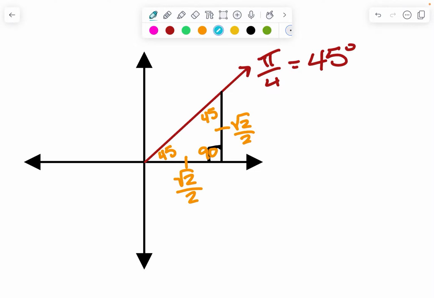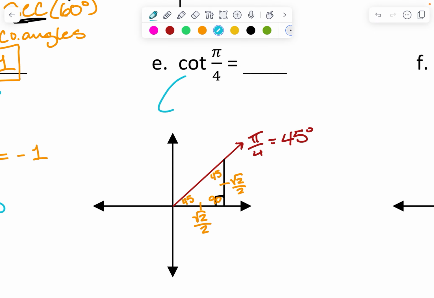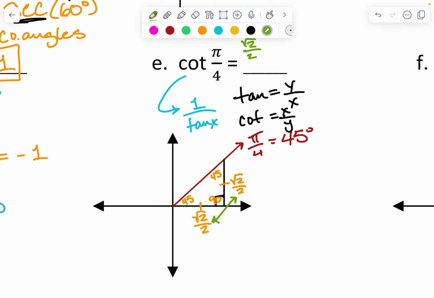Now, cotangent is the reciprocal of tangent. What that means is if we know the ratio for tangent, which we do, it's y over x, we can just flip it to x over y. In this particular case, x and y are still the same, so this is still going to end up being square root of 2 over 2 divided by square root of 2 over 2. You still have a number divided by itself. Anytime you have a number divided by itself, the answer will be 1.